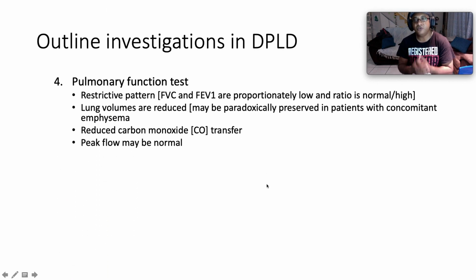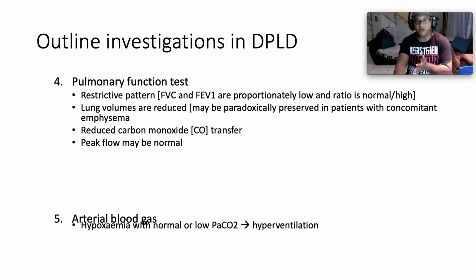So other things you want to do to investigate diffuse parenchymal lung disease, everybody, from a functional physiological perspective, is a PFT, pulmonary function test, where you're going to find a restrictive pattern in that the forced vital capacity and the forced expiratory volume in 1 second are both proportionately low. But the ratio is actually normal to high. Lung volumes are reduced, but may be paradoxically preserved in patients who have concomitant emphysema. You have reduced carbon monoxide transfer. Your DLCO is reduced because it involves the interstitium. The pathophysiology is at the level of the interstitium, and peak flow may be normal.